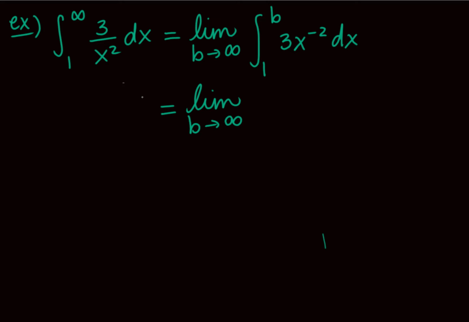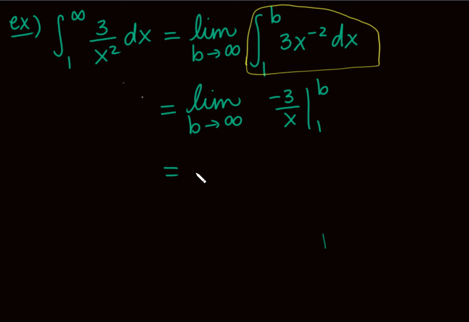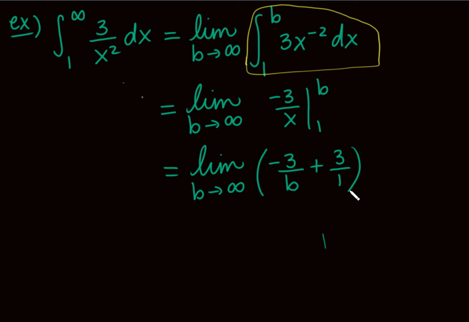Now I'm just going to work on that part right there. So again, the antiderivative we know is negative 3 over x, evaluated from 1 to b. Again, I'm going to write the limit sign. I have not taken the limit yet. So b is going to go to infinity. If I put in b, I get negative 3 over b, and I'm putting parentheses, plus 3 over 1.